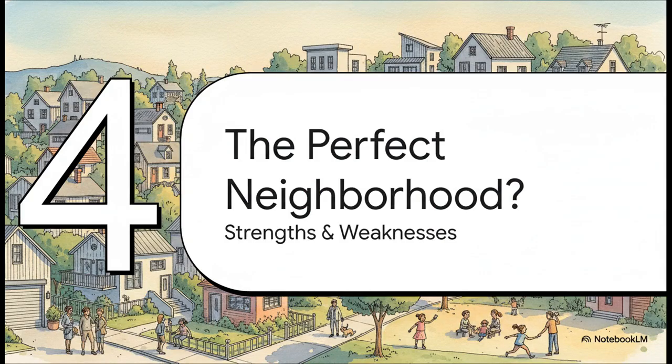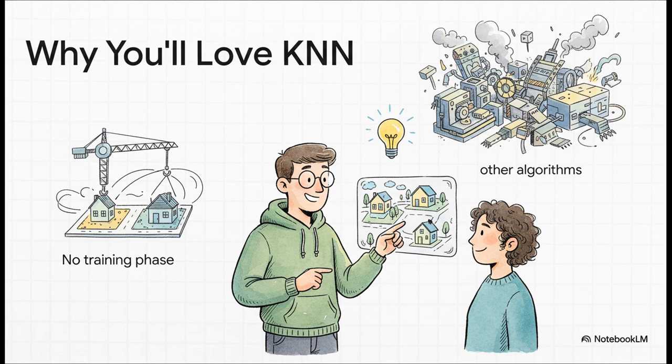So, KNN sounds pretty amazing. But, just like any neighborhood, it's not perfect. It's got some really wonderful strengths, but it also has some very real weaknesses that you have to know about. So on the plus side, its biggest win is just how simple it is. It's so easy to understand and explain. And because it's a lazy learner, there's no real training phase. It's just ready to go right away. It can adapt to new data instantly, and it handles problems with tons of different categories without any extra fuss.